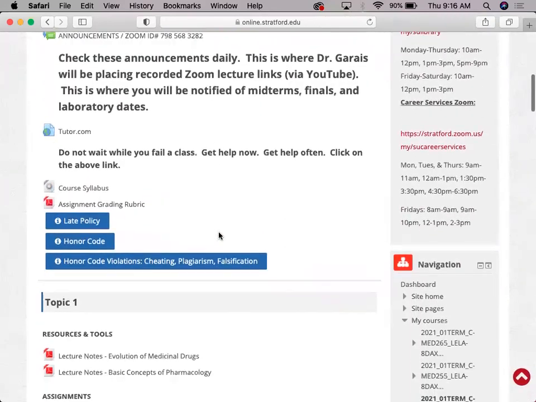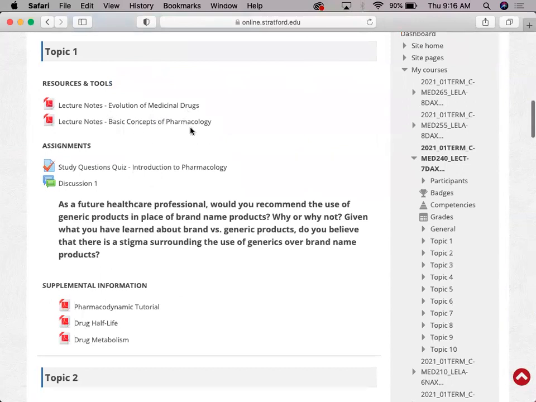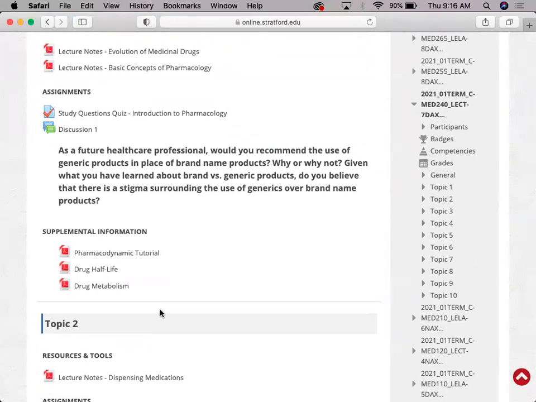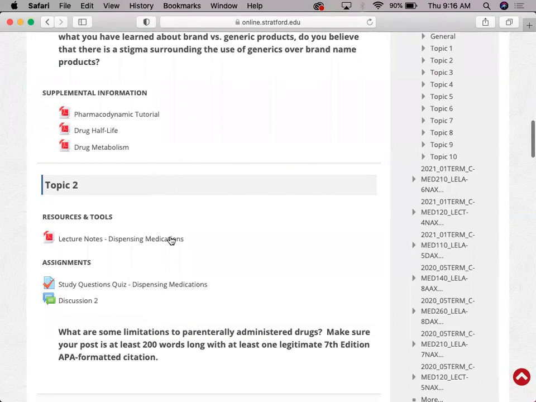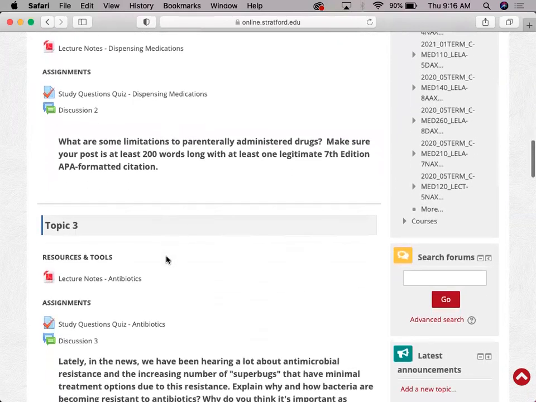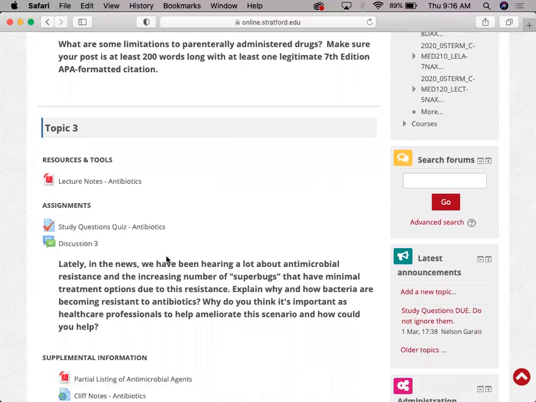Now, this first lecture, Evolution of Medicinal Drugs, Basic Concepts of Pharmacology, expect a couple of questions from there. Dispensing medications, a couple of questions from there. But what is the main purpose of this course? Remember that the two major things that we talked about. Do you know the name of the drug? And do you know what group it belongs to? And if you know what group it belongs to, then you know its mechanism of action. How does the drug work? Because for future reference, knowing how the drug works, you can also know how it messes with you, right?